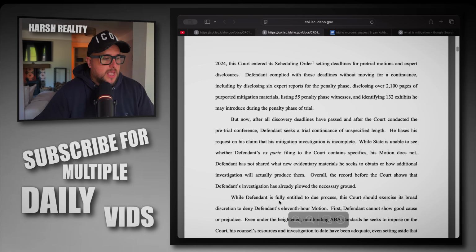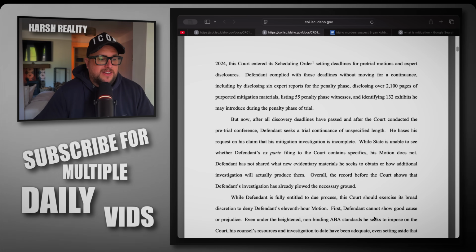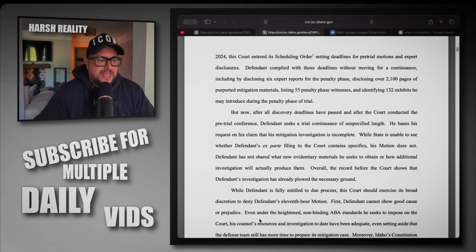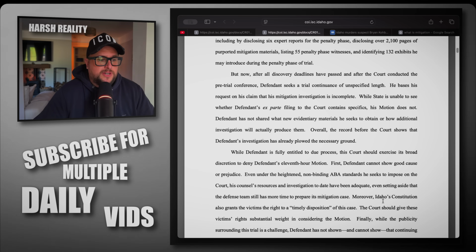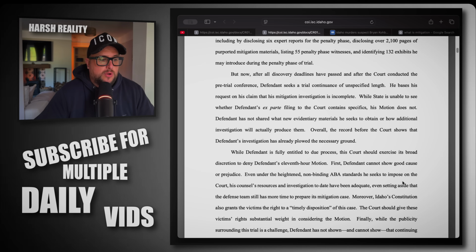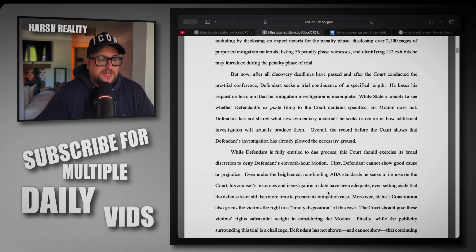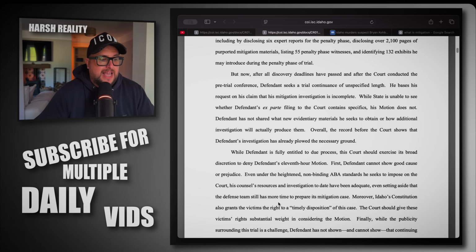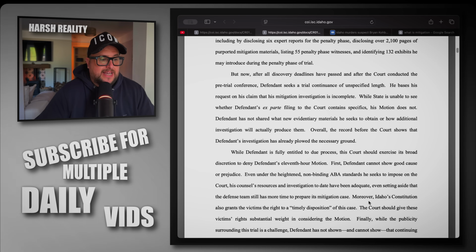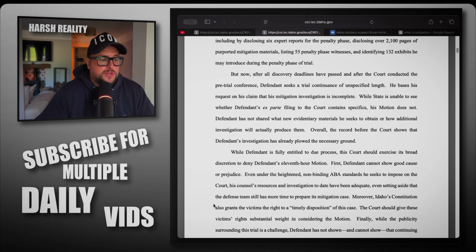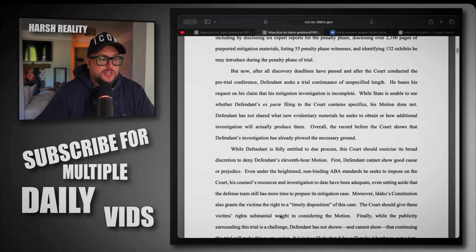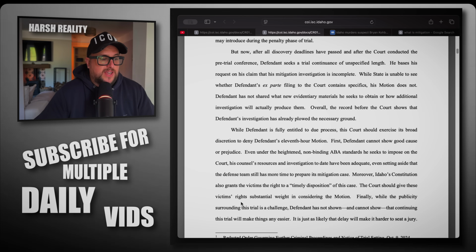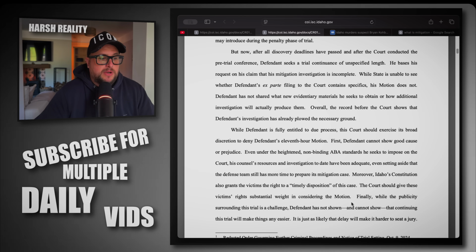All right? So, yeah, first defendant cannot show good cause or prejudice. Even under the heightened, non-binding ABA standard he seeks to impose on the court, this counsel's resources and investigation to date have been adequate, even setting aside that the defence team still has more time to prepare its mitigation case. Moreover, Idaho's constitution also grants the victims the right to a timely disposition of this case. The court should give these victims' rights substantial weight in considering the motion.